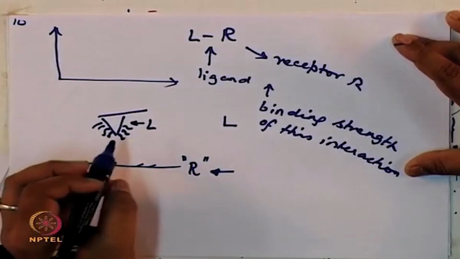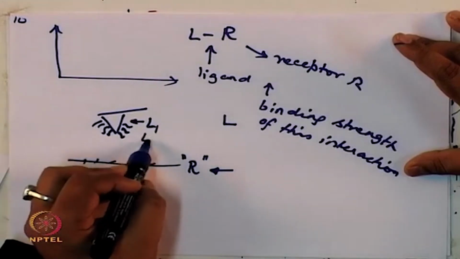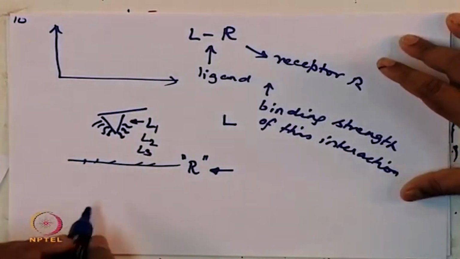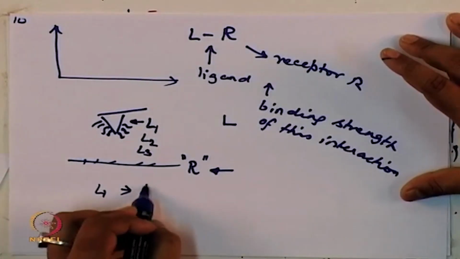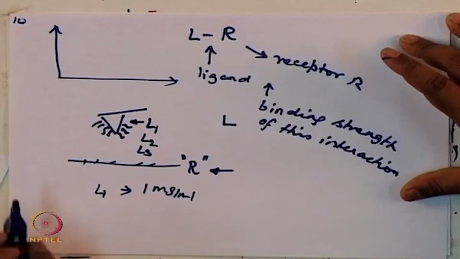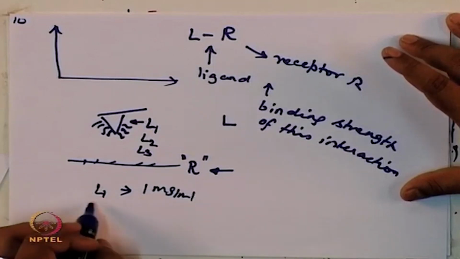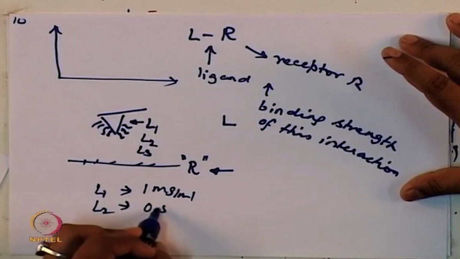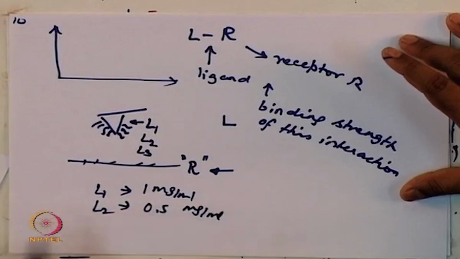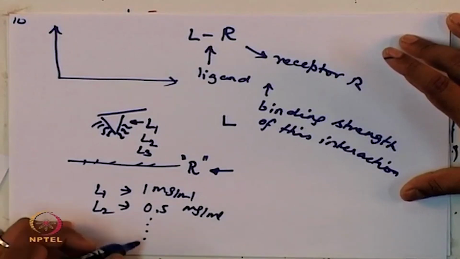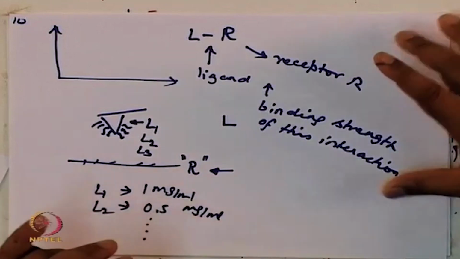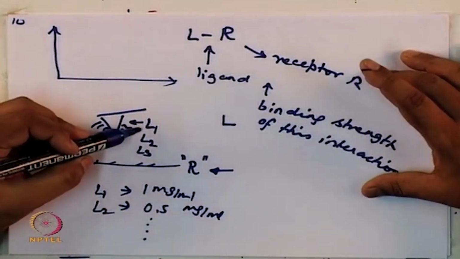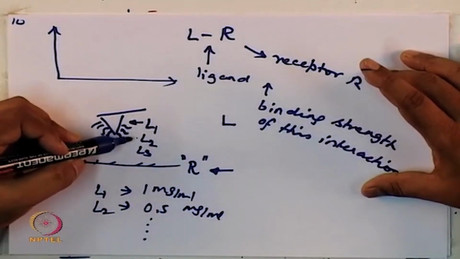So, essentially you do the experiments between L1, L2, L3, and so on. Let us say I begin with 1 mg per mil concentration: L1 is 1 mg per mil, L2 is 0.5 mg per mil, and so on, and I keep reducing the concentrations.